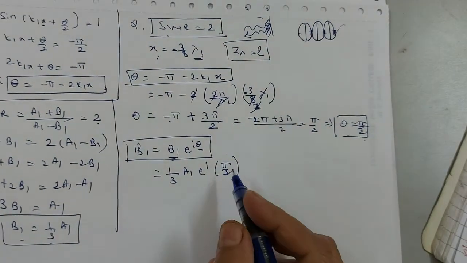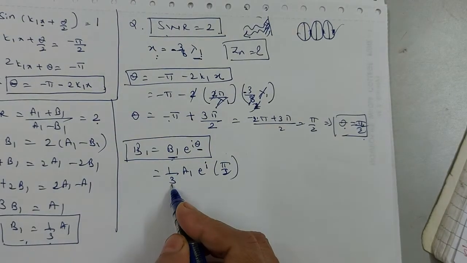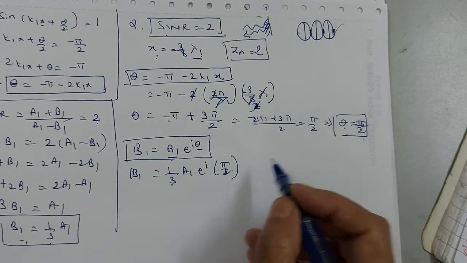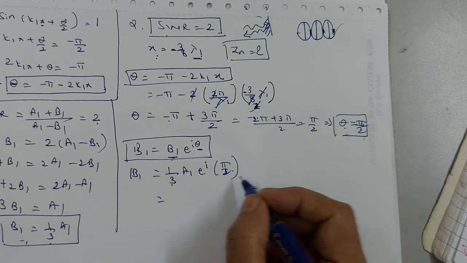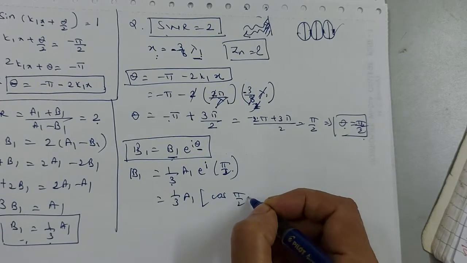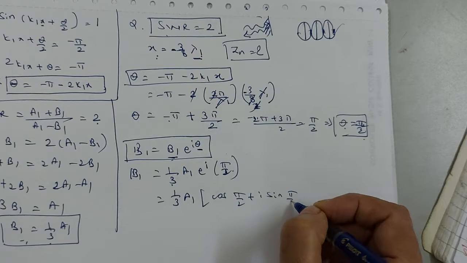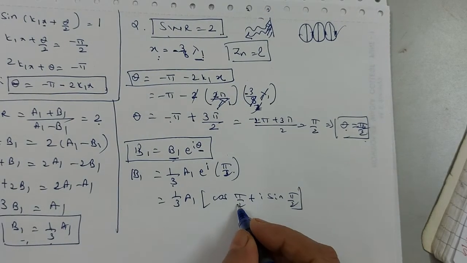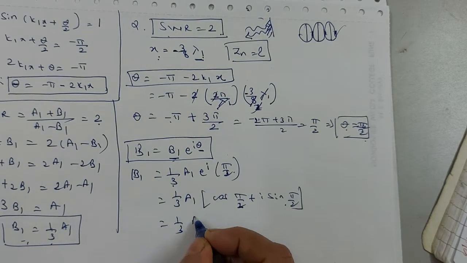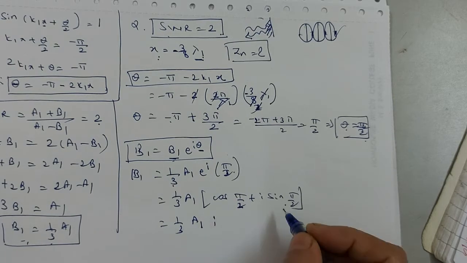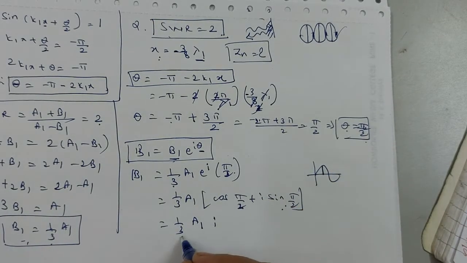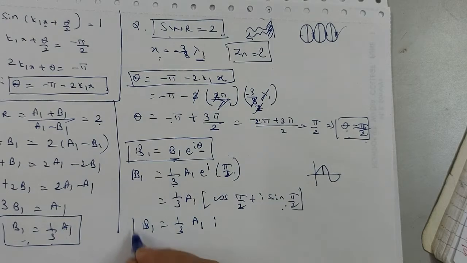Fine. So whatever I substituted, the value of theta and B1, I got the relation over here. Now e to the power I pi by 2. What is e to the power I theta by De Moivre's theorem? It's cos theta plus I sin theta. So I'll write over here 1/3 A1 cos pi by 2 plus I sin pi by 2. Cos pi by 2 is how much? 0. What is sin pi by 2? It's 1. So I'll write 1/3 A1 into I, because sin pi by 2 will be 1. Here I'll write 1/3 A1 I is the value of B1.